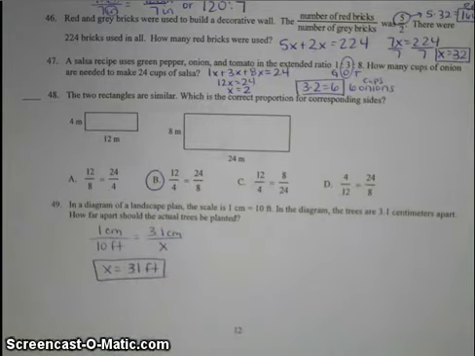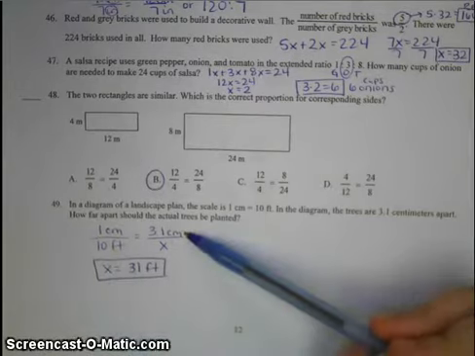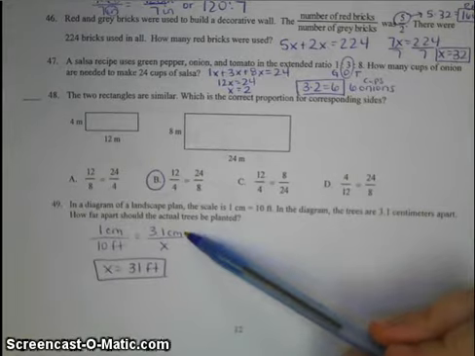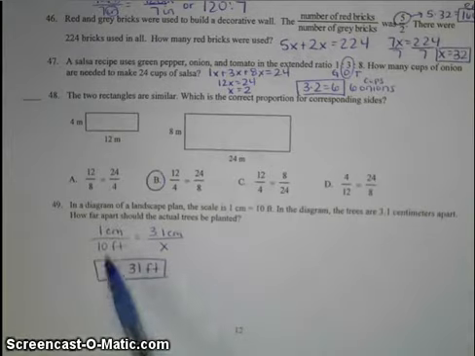49. In a diagram of a landscape plan, the scale is 1 centimeter to 10 feet. In the diagram, the trees are 3.1 centimeters apart. How far apart should the actual trees be planted? So I don't know that, so that's my x. I cross multiply, so I get 1 centimeter times x, and 10 times 3.1, or 31 feet.